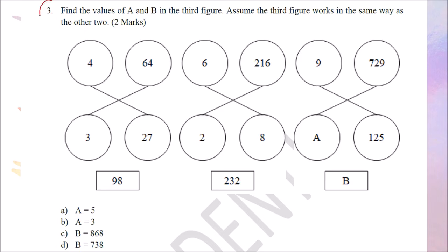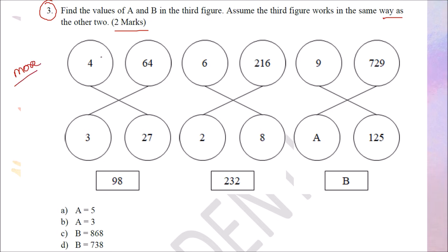Now question number 3. This is also for 2 marks. Find the values of A and B in the third figure. Assume that the third figure works in the same way as the other two. Friends, I'm telling you, in this section you are going to attain more marks. You will attempt more questions, and in turn you will get more marks from this section.